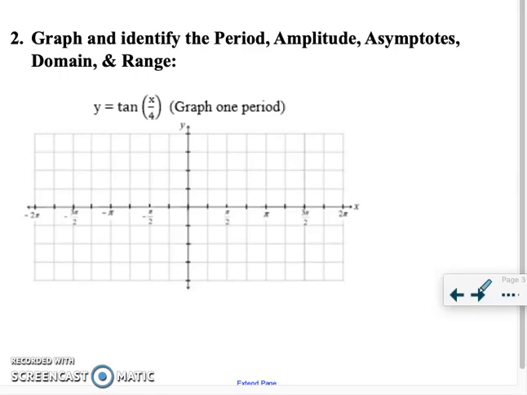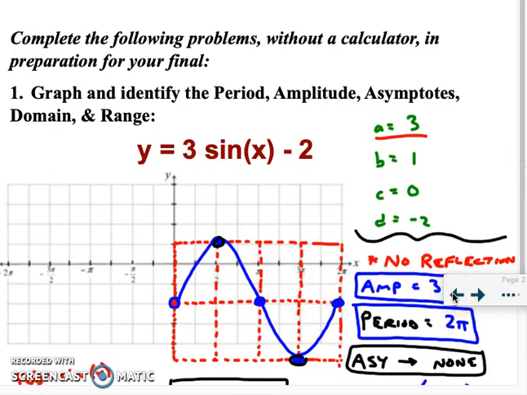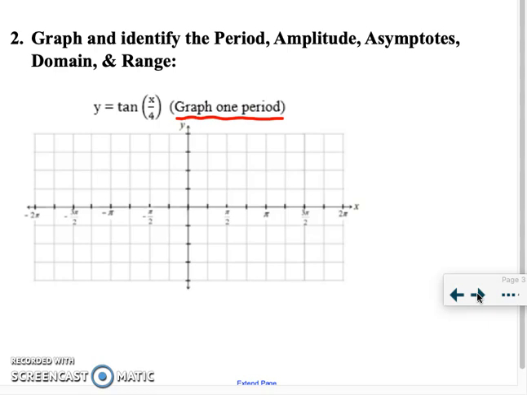Second problem that we want to take a look at, again, the directions you'll note are pretty identical. We want to graph and identify the period, amplitude, asymptotes, domain, and range. This time, as you can see, we have a tangent function that we're going to be graphing. Within the problem, it says that we only want to graph one period. We should probably go back. Yep, previous problem didn't say one period or two periods, so we're happy with one.